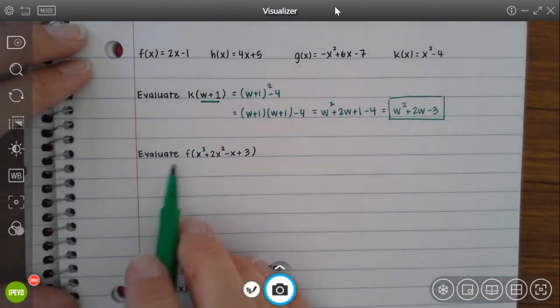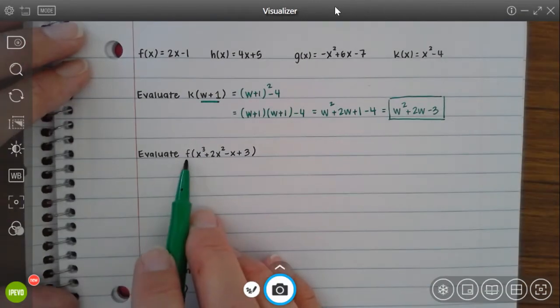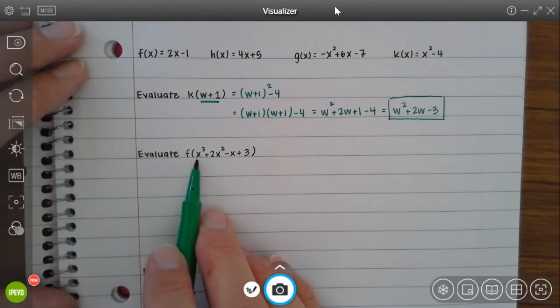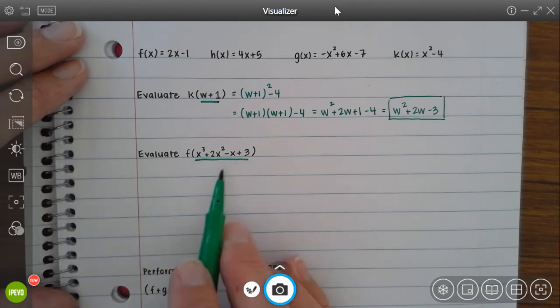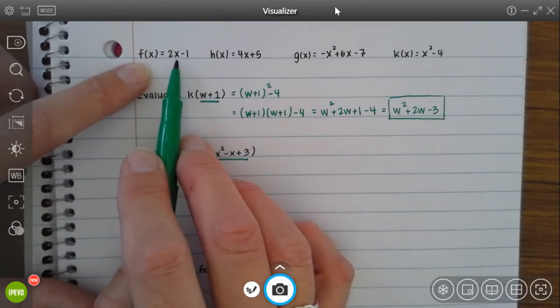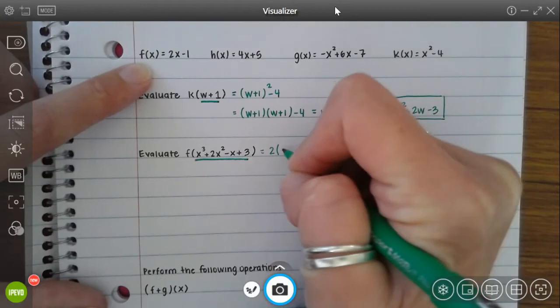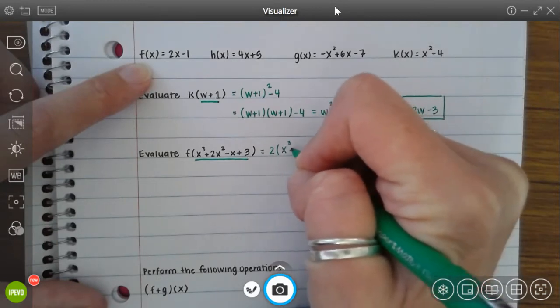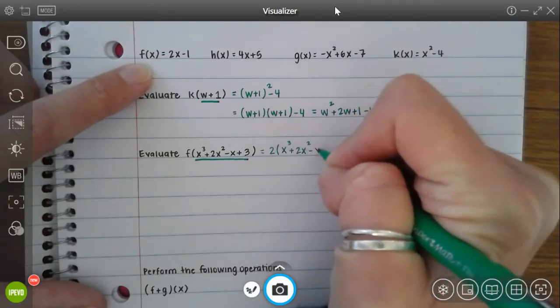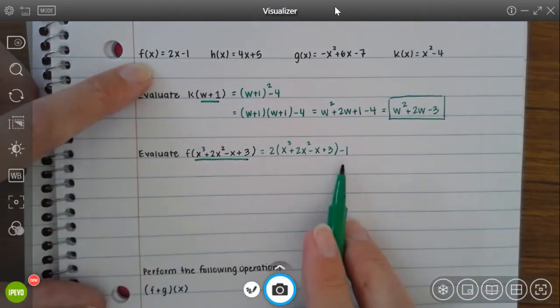Similarly, we now want to evaluate f of x cubed plus 2x squared minus x plus 3. Again, I'm going to take this entire quantity, and in my f function, I'm going to come up here and plug it in for the x value. So I'm going to take the 2, open up a set of parentheses and substitute in that entire quantity, and then take that minus 1 at the end and bring that down as well.